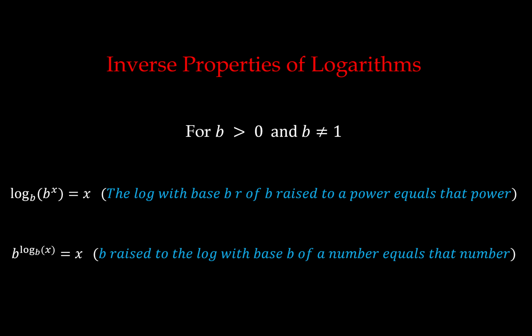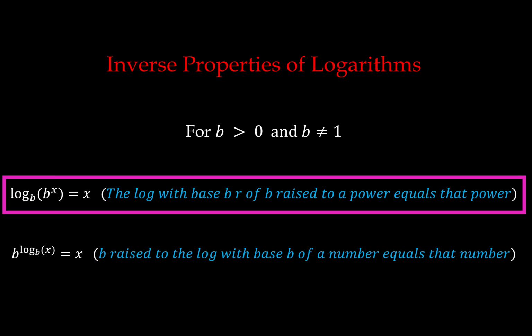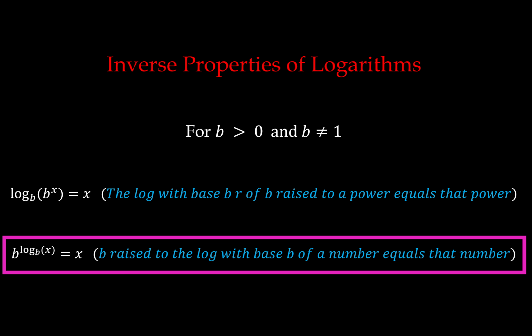The property we've used for the past couple of examples is called the inverse property, which states that if I take the log of an exponential with similar base, I'm left with whatever is in the parentheses. And if I take b raised to the log with base b, I am left with whatever is in the parentheses as well.